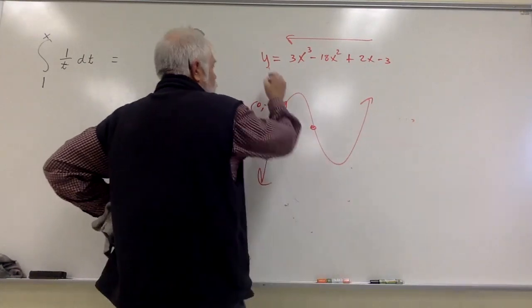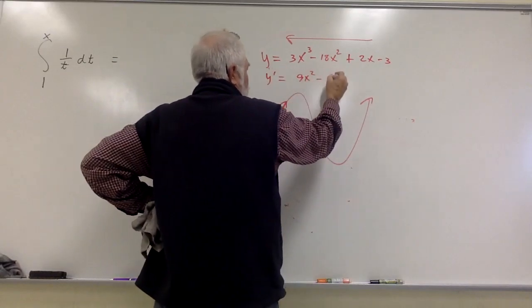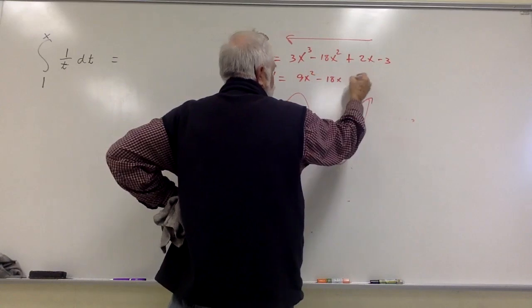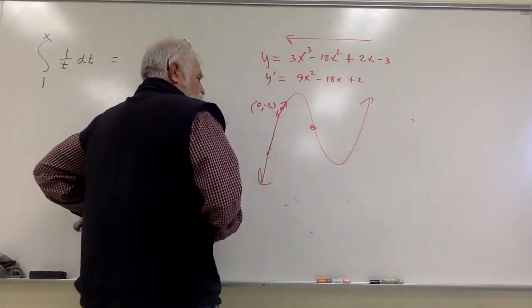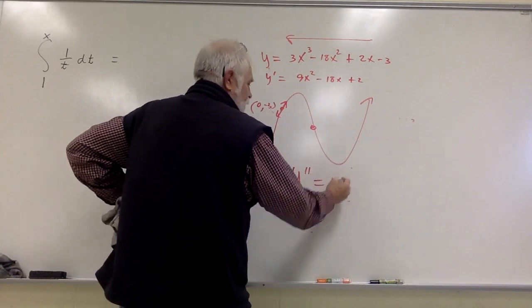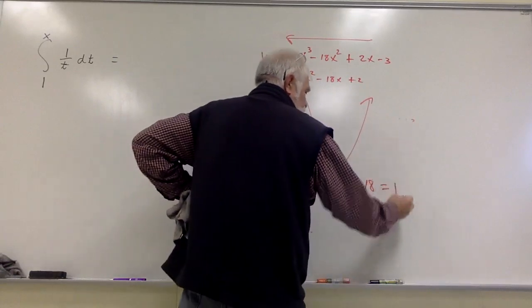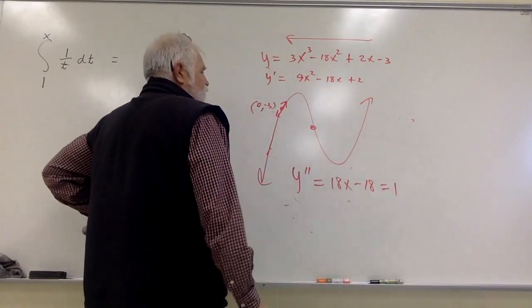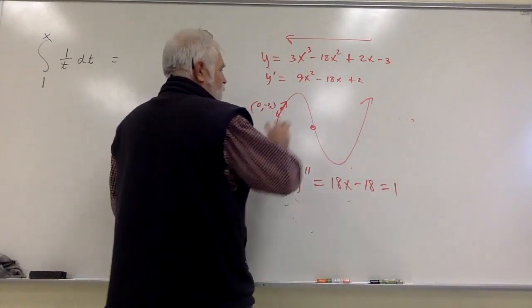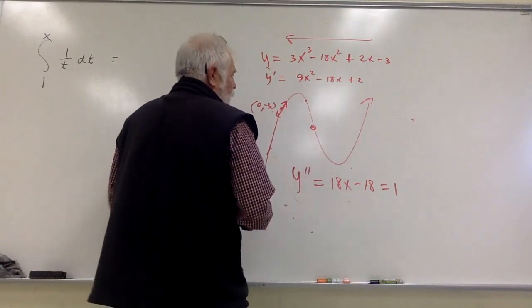So we're still going to do the same thing. We're going to get y prime. But now I got 9x squared minus 18x plus 2. That's a whole lot easier to work with. So now we're going to do the y double prime, which is 18x minus 18. Good, I got a simpler number. So at 1, oh my God, this changes very quickly. Might even be here now. Let's see. We'll find out where it is, and then we'll redraw the graph.